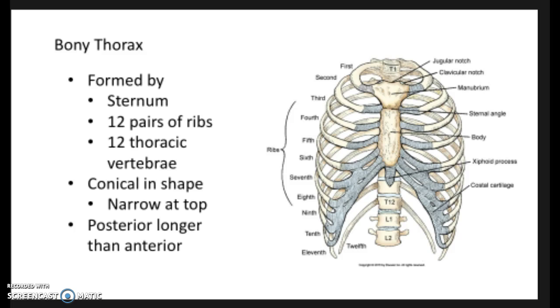So the ribs vary in length and breadth. They increase in length from number 1 to number 7, and then they begin to decrease again to 12. They're classified by their attachment. So true ribs are pairs 1 through 7, and they attach directly to the sternum. And false ribs are from 8 to 12, and they attach indirectly to the sternum at the costal cartilage.